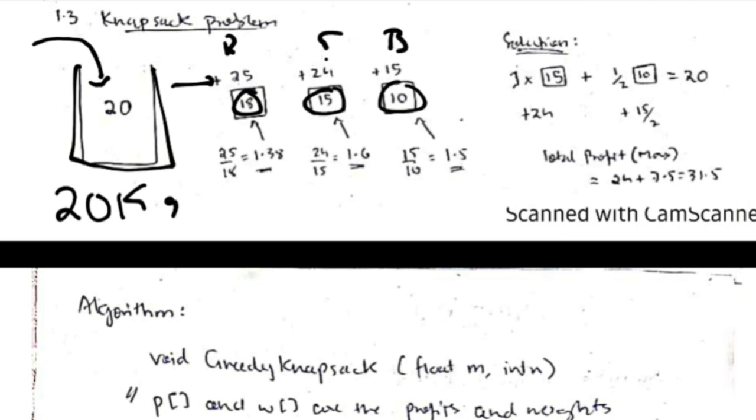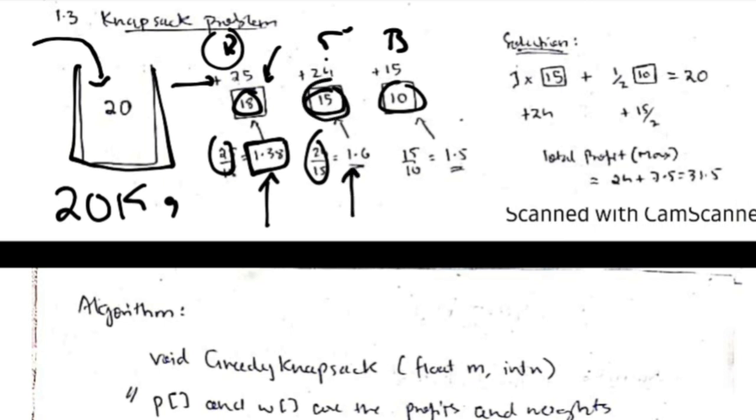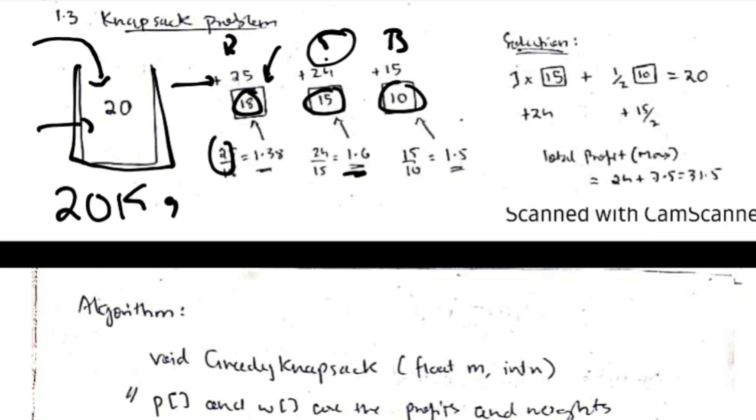For that, we'll find the profit of 1 kg of each. 25 by 18 gives 1.38. For 1 kg of red, I'll get $1.38. Similarly, for green it is 24 by 15, which is 1.6, so for 1 kg of green I'll get $1.6, and for blue it is $1.5. So I'll select the maximum profit among these three, which is 1.6 here. I'll fill 15 kg of green first, because that's the maximum profit, and I'll get $24.